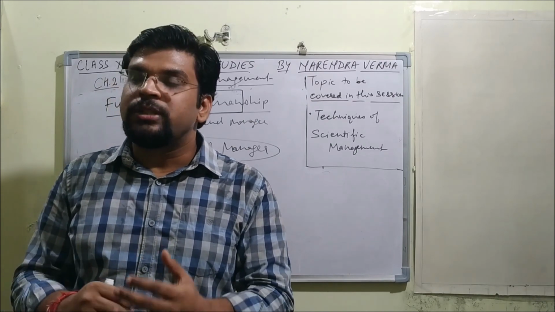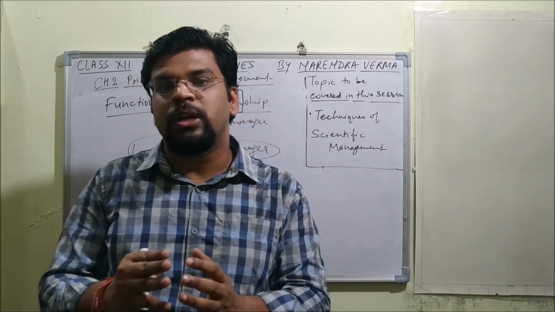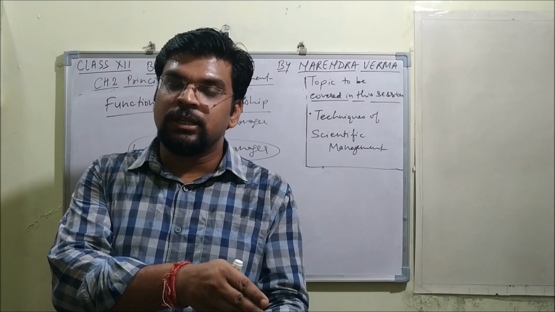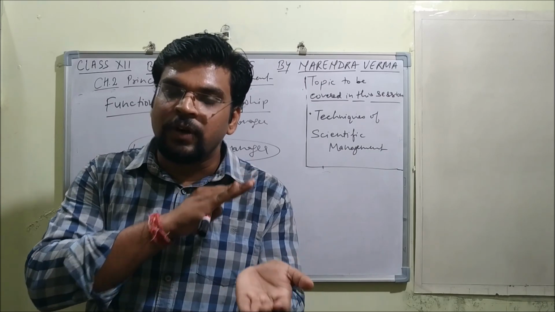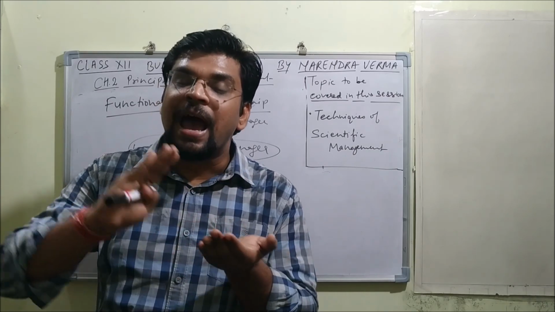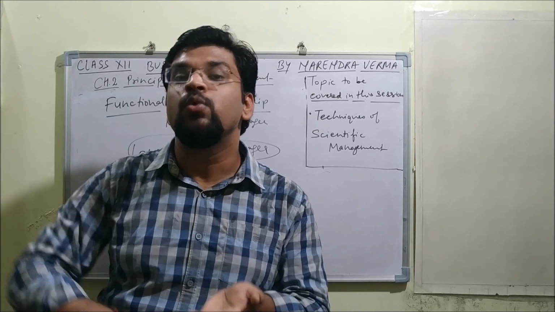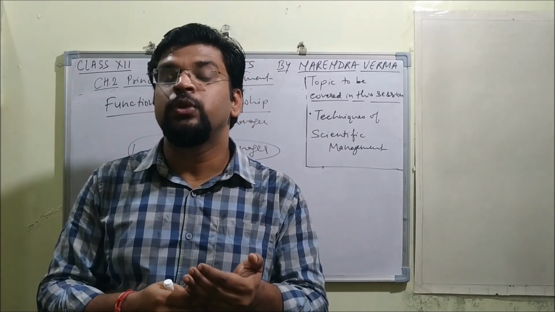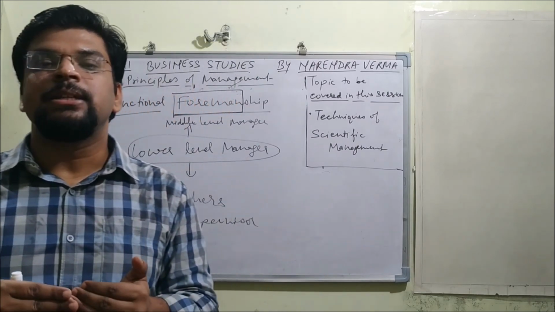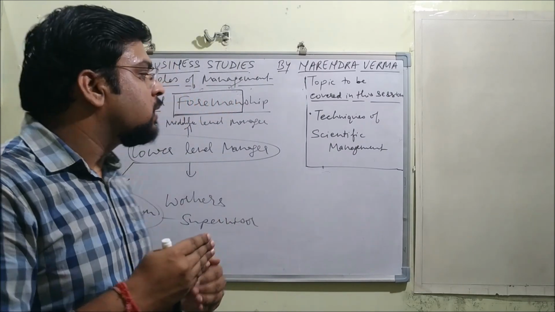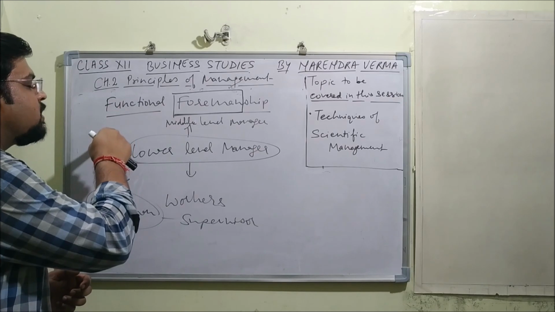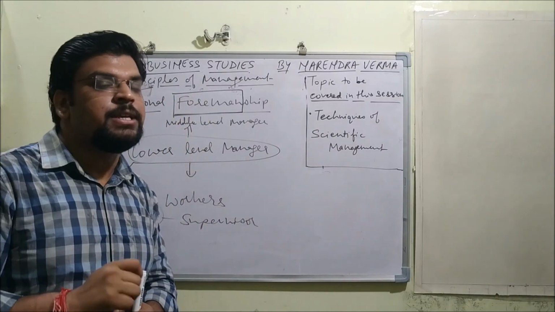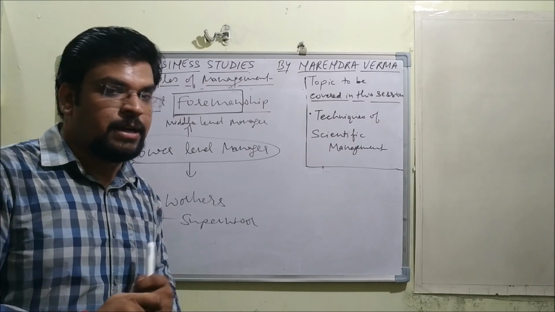So that is why he thought over it, because he wanted those qualities only then the function of foreman could be done in the manner in which he wanted, and the result he wanted could be achieved. So in that case he gave the technique which is known, in the present scenario, as functional foremanship. That's why he gave that.